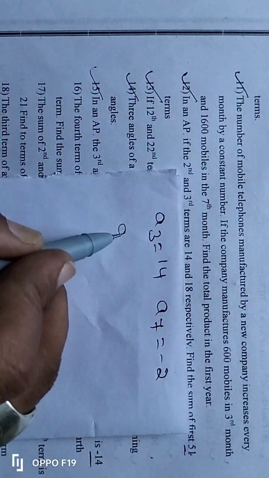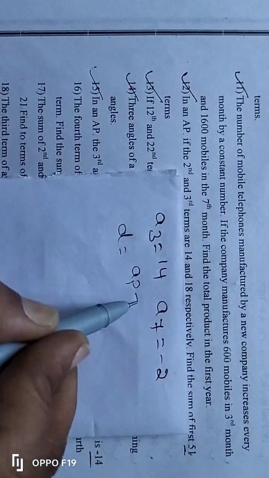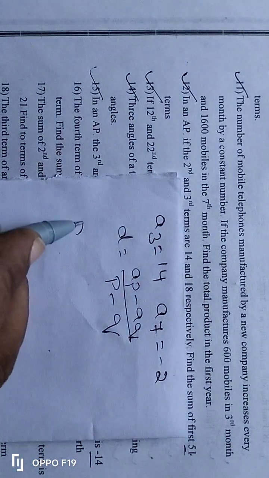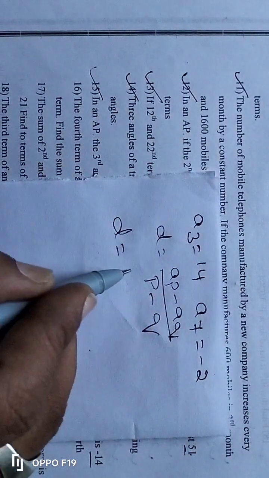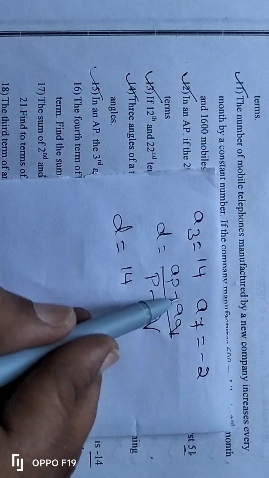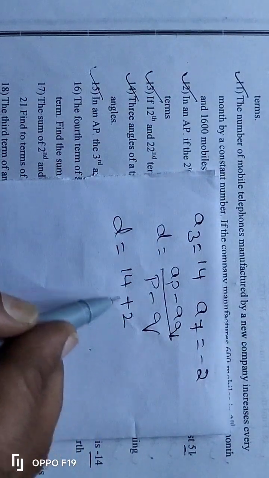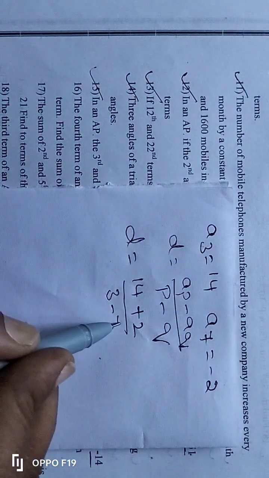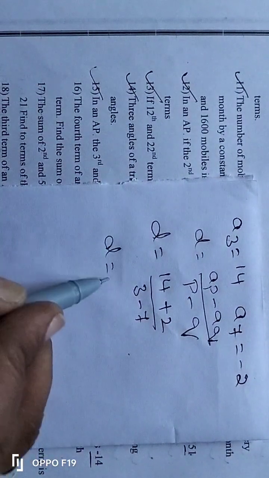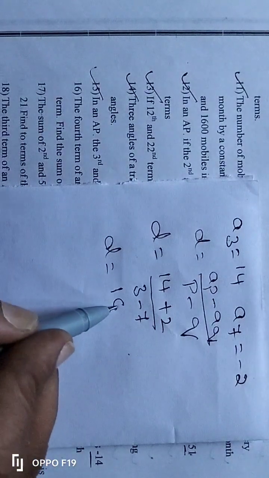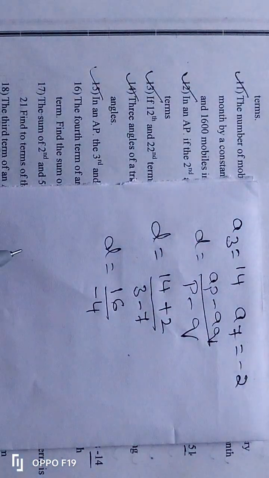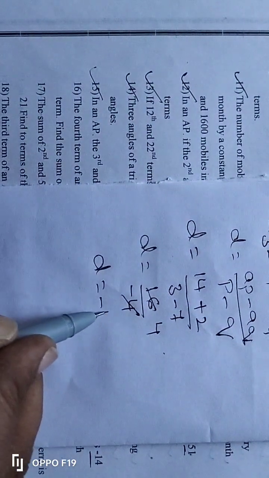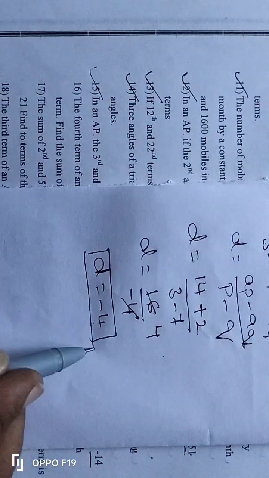First you find out D. D is equal to AP minus AQ divided by P minus Q. So D is equal to, what is AP? 14. Then what is AQ? Minus 2, so minus into minus is plus 2, divided by 3 minus 7. P is 3 and Q is 7. So D is equal to 14 plus 2, which is 16, divided by minus 4. 4 ones are 4, 4 fours are 16. So what is the value of D? D is equal to minus 4.